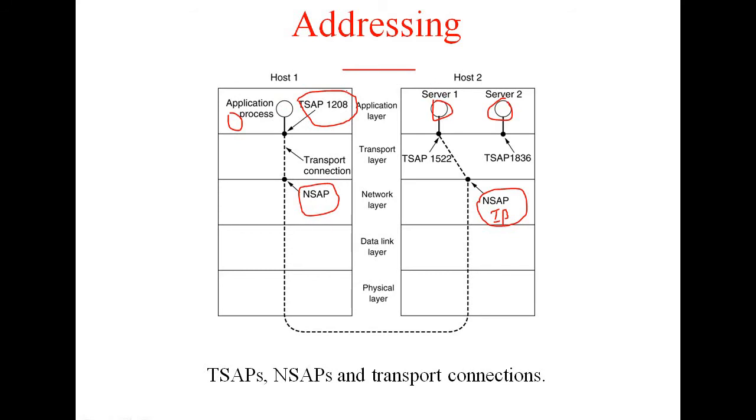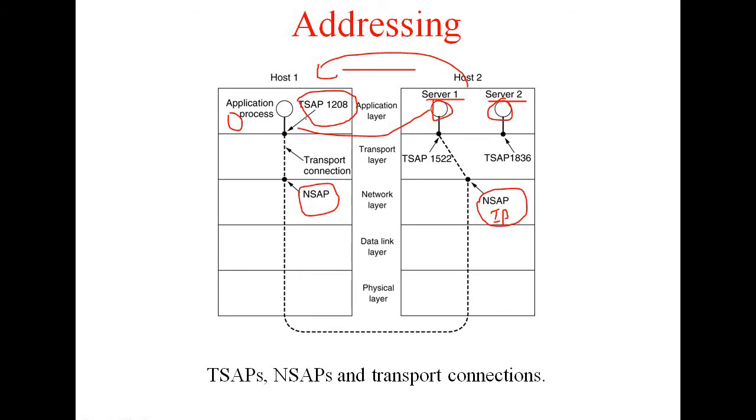When host 1 wants to establish a connection to host 2, it has to specify which process it is establishing a connection with. For example, there can be a Gmail service, a time of day service, and so on. Host 1 should specify whether it wants to connect to this particular process or that one, so that host 2 can provide the required service to host 1. That is why we require something called the TSAP.